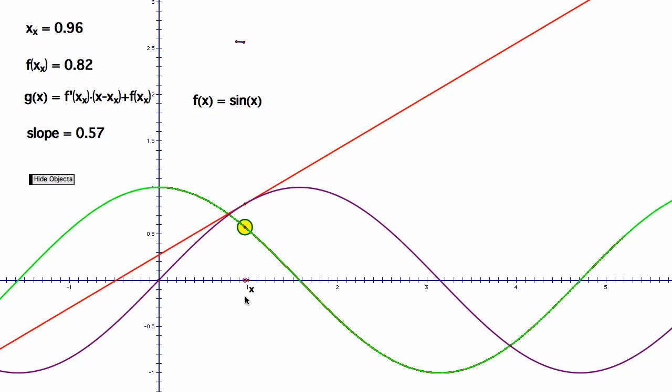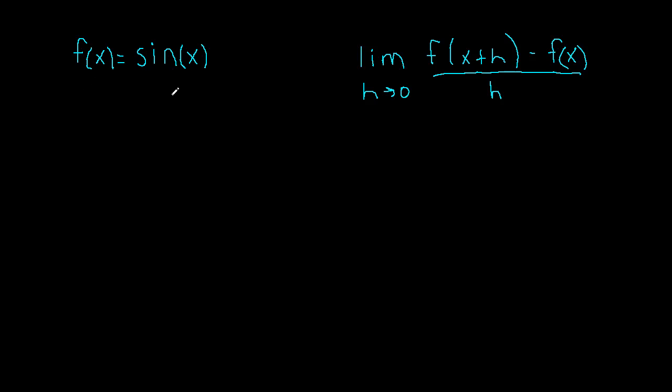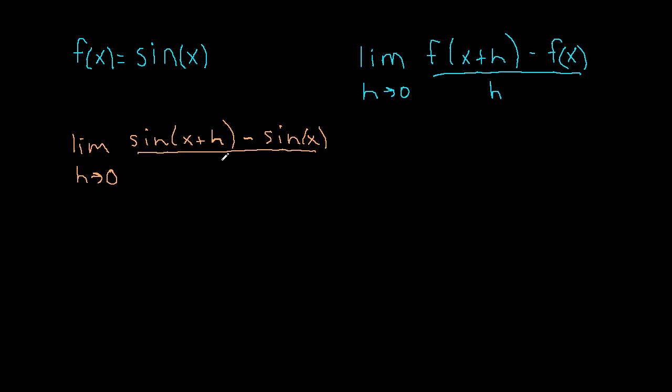Okay, so let's look at this analytically. How would you find the derivative of this? Well, we don't have any rules. We can't really use the power rule on this. We can't use any of the basic differentiation techniques that we learned in the previous videos. So we have to rely on the definition of a derivative. We have the limit as h goes to 0 of f of x plus h, which is the sine of x plus h, minus f of x, which is just the sine of x, all over h.